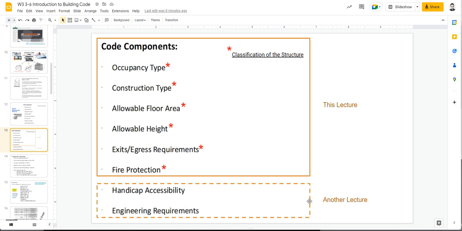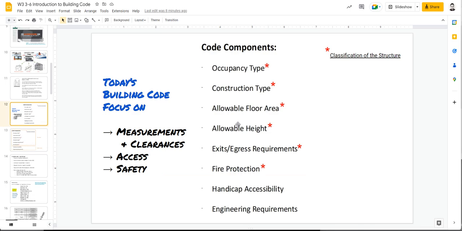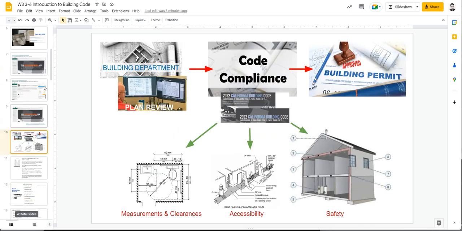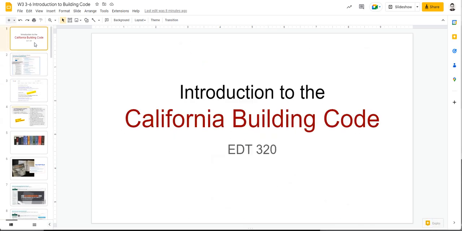So we're going to reserve that for another lecture. I'm going to provide a PDF of what was discussed here on these slides. But yeah, so this is the brief introduction to the California Building Code for EDT 320.